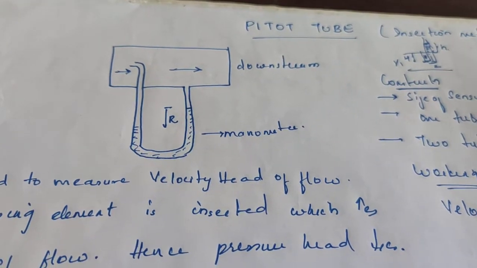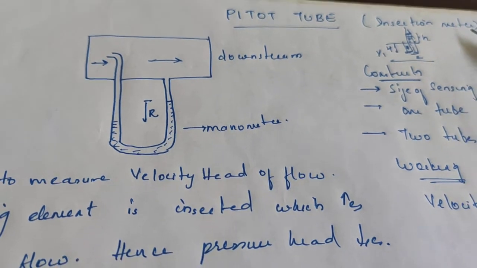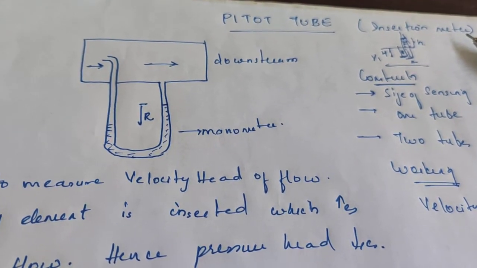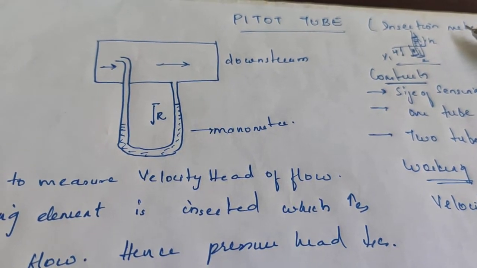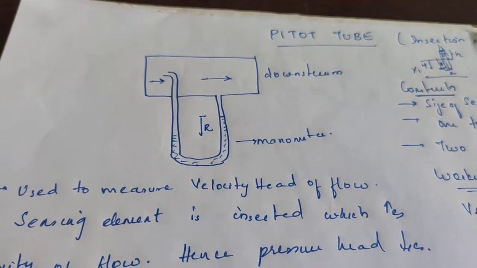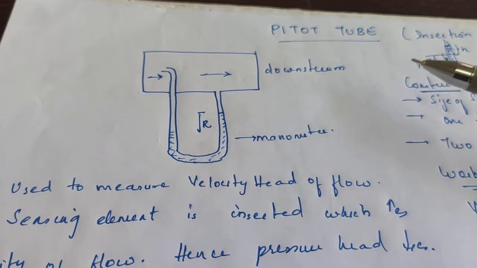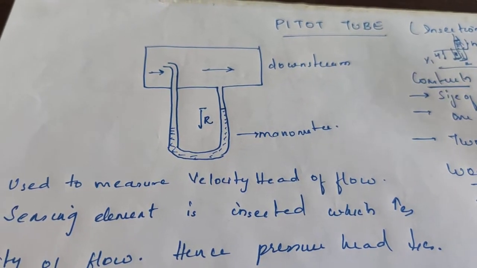In this video, we will discuss the pitot tube, also called an insertion meter. Like the orifice meter, also called a variable head meter, the same way the pitot tube is called an insertion meter. This pitot tube is majorly used to measure the velocity differences, the velocity head of the flow.